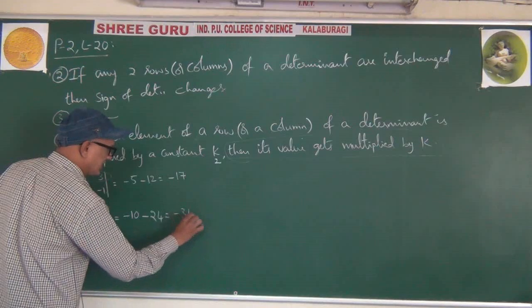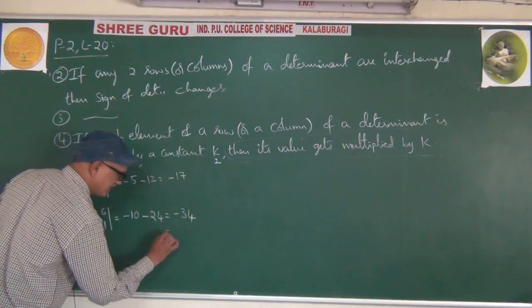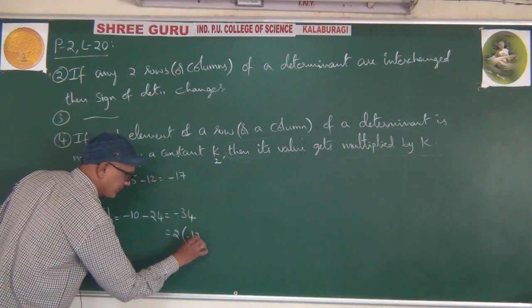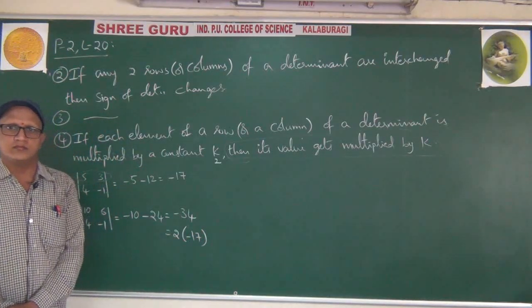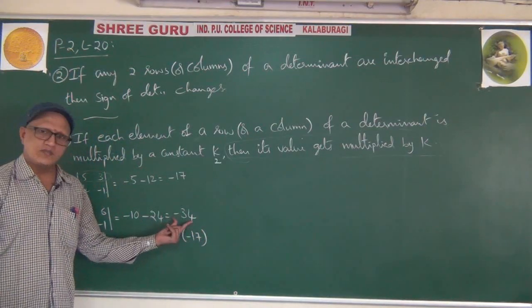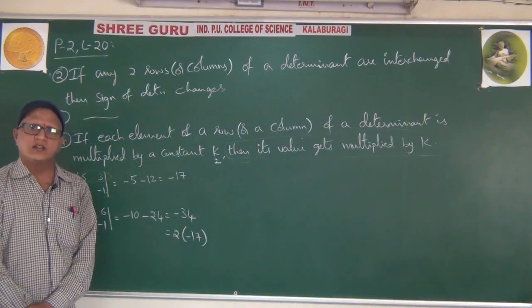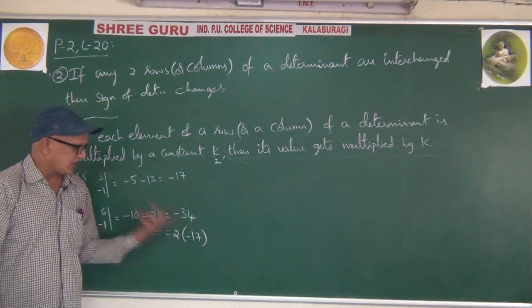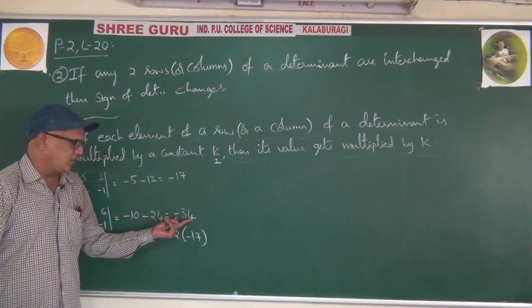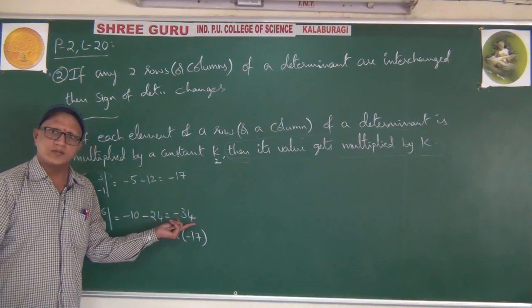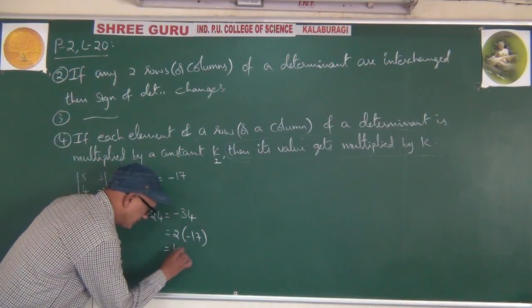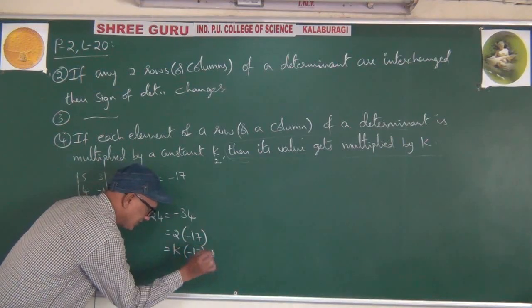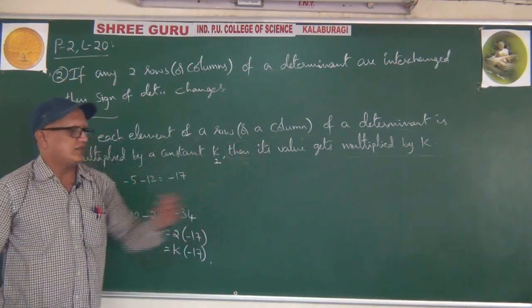Answer is minus 34. Sir, we did not understand. Just wait. Minus 34 can be written as 2 into minus 17. Yeah, 2 into minus 17, it's okay, sir. Why did you write 2 into minus 17? It is looking good only. Hey, it is looking good, then why write like this? Now read this one.